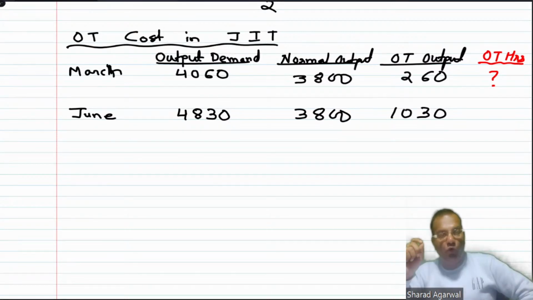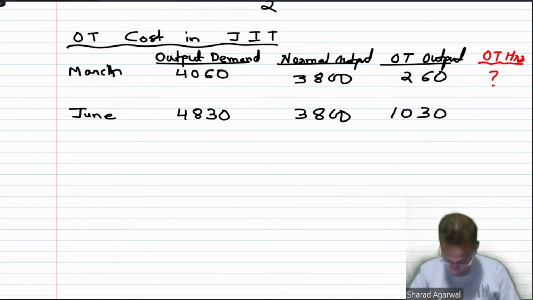How many overtime hours are to be worked by the labor to produce 260-hour output? Okay, very good, Rashmi and Rahul Patel. Your answers are up to the mark, beta. Very good, correct answer.